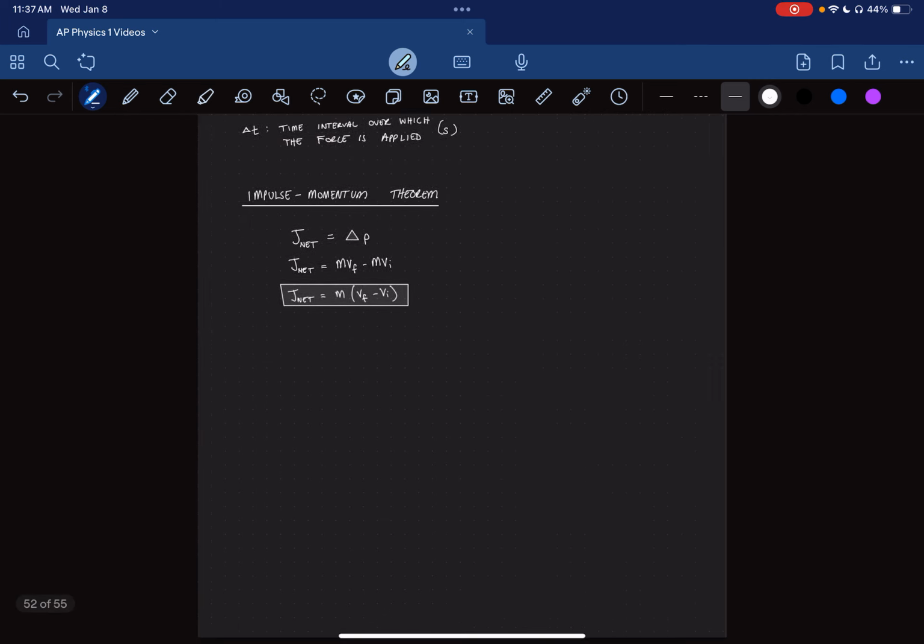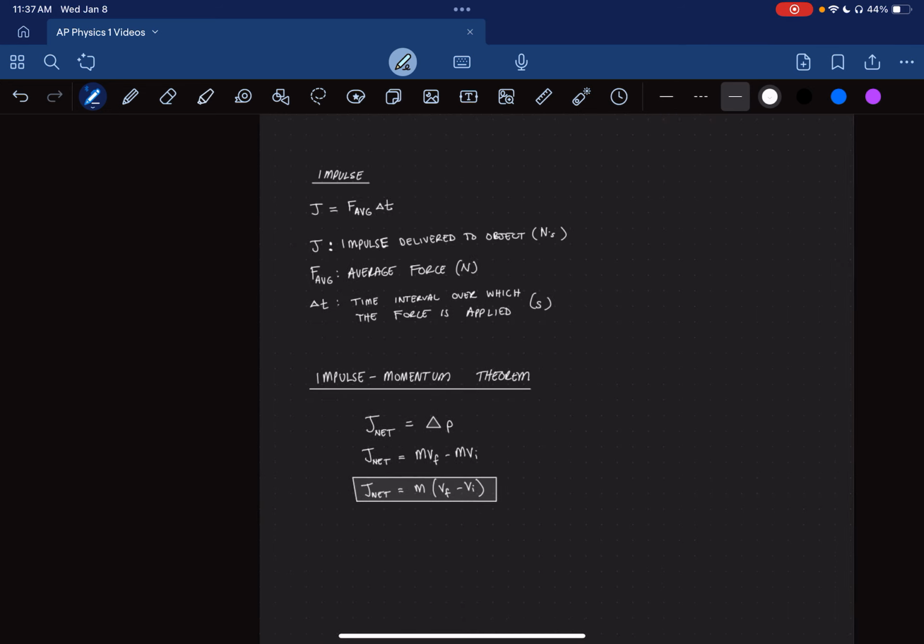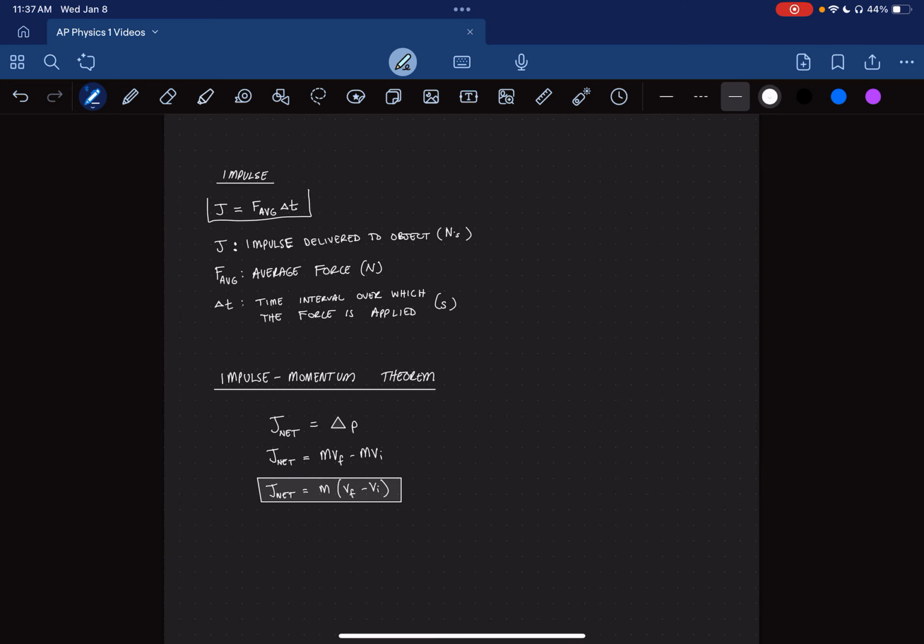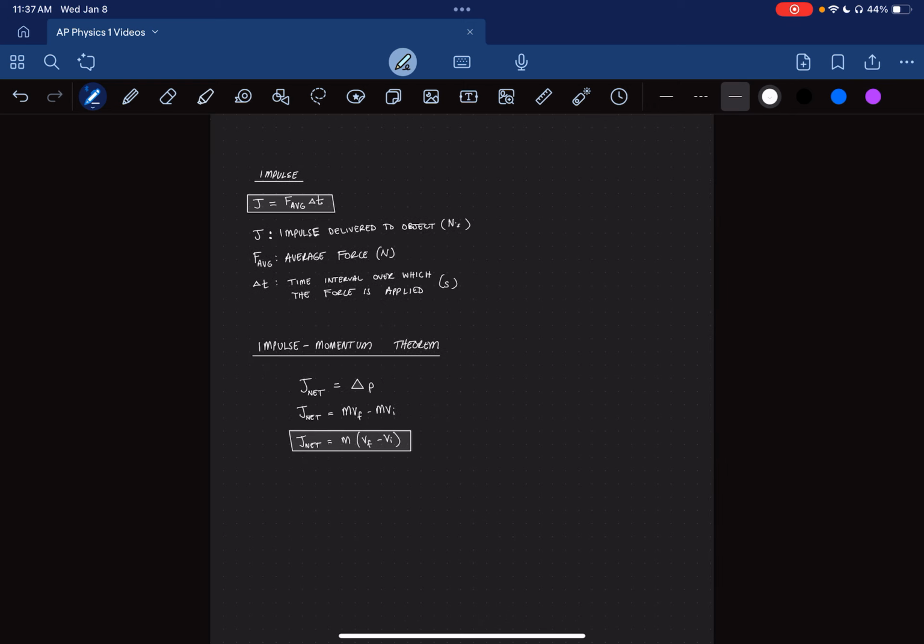And let's just jump right into an example, I think. So the equations that we need are that one, and we'll need this one a lot as well. So keep those.